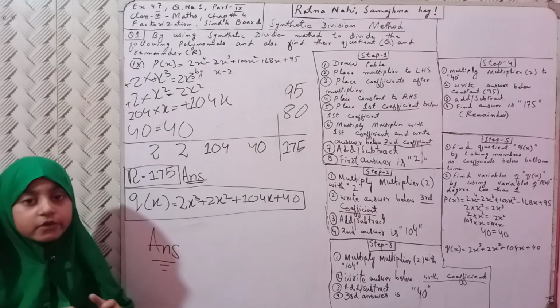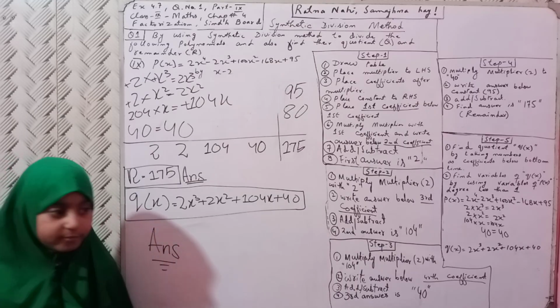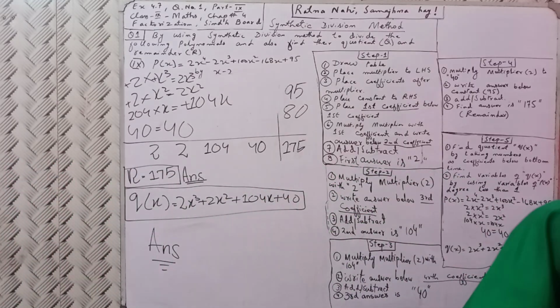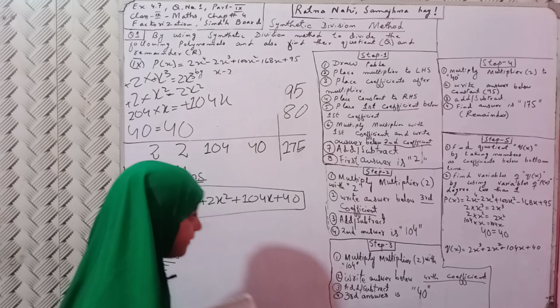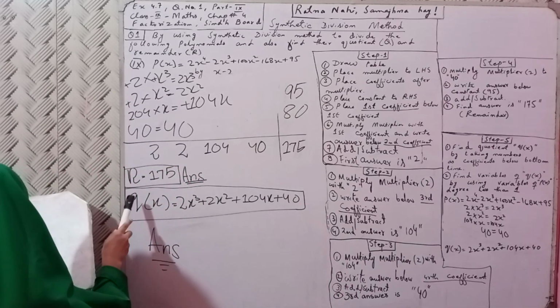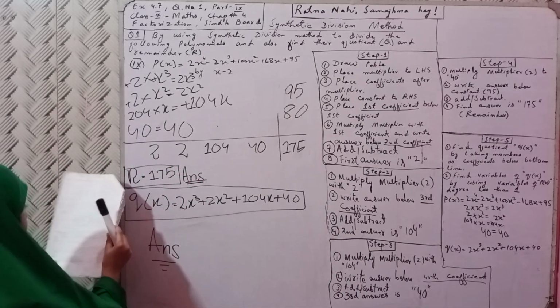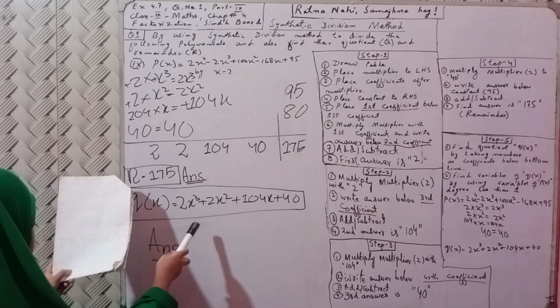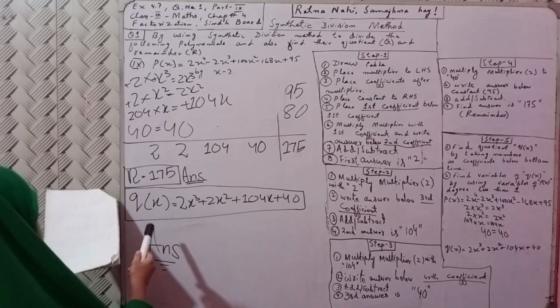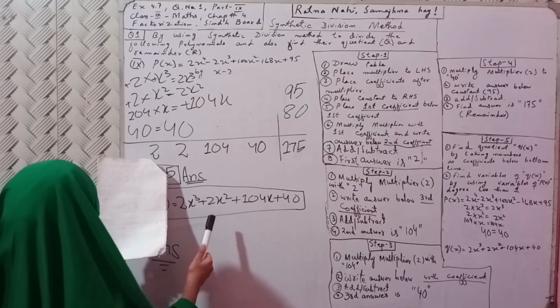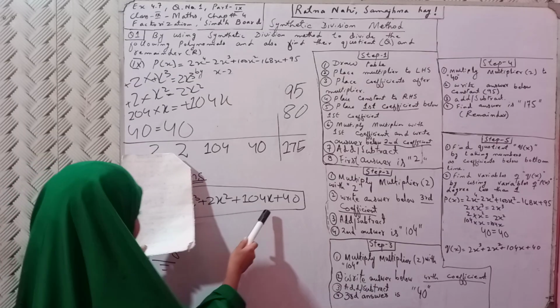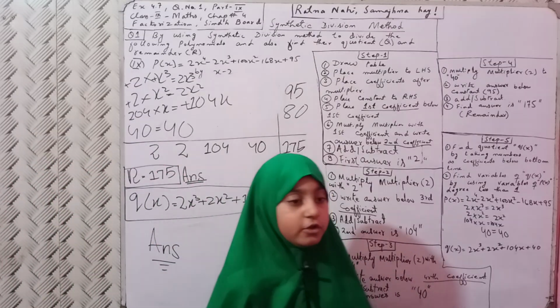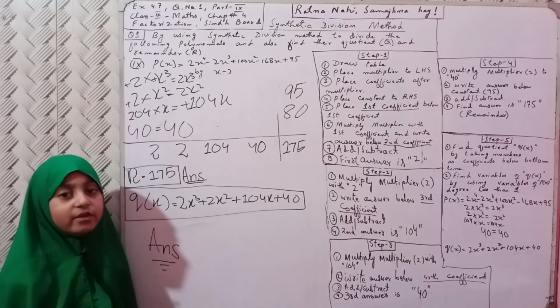Where we get this? And now let's check from the book answers. I wrote it on the paper, so now you can check it. First of all, the remainder is equal to 175, correct. Now q(x) is equal to 2x cube plus 2x square plus 104x plus 40, correct. No subscribe, no like, only share.